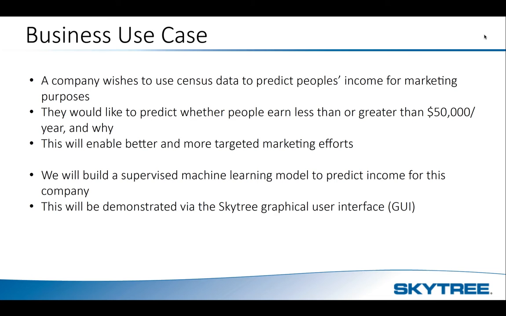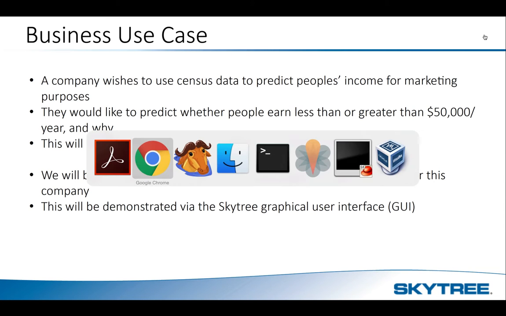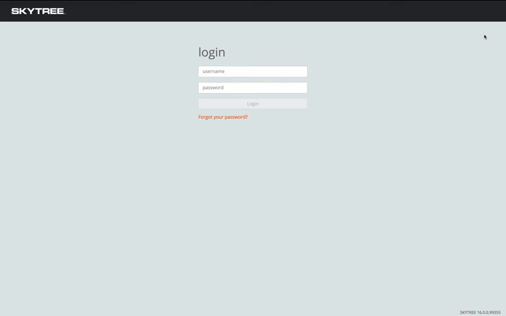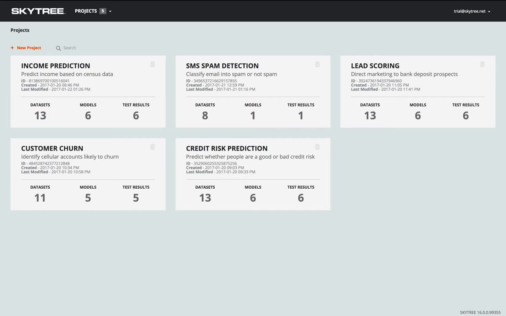We will build a supervised machine learning model to predict income for this company. This will be demonstrated via the Skytree Graphical User Interface, or GUI. To access Skytree, we log in with our user credentials. This gives us our main projects page, on which we can see a number of projects in progress that are solving different business problems. Click on the income project to access it.